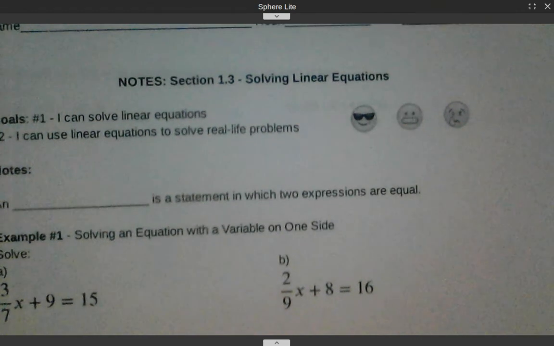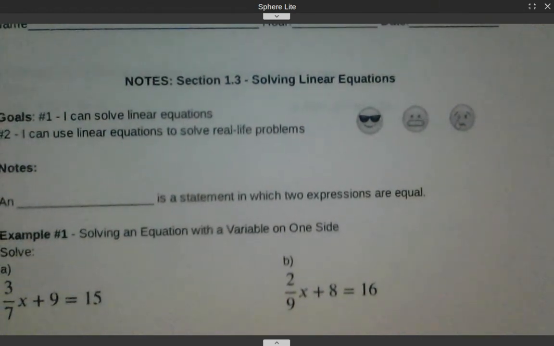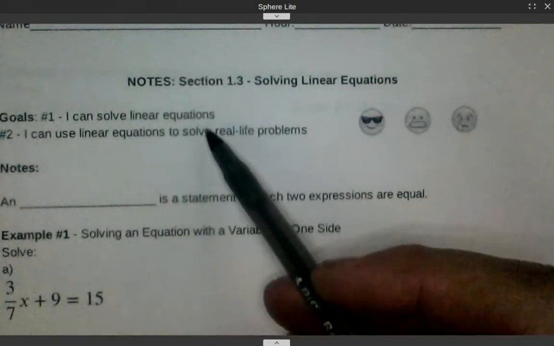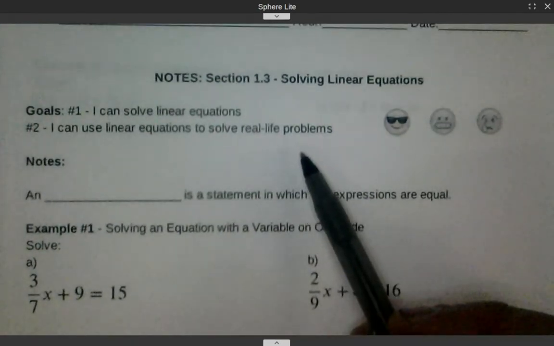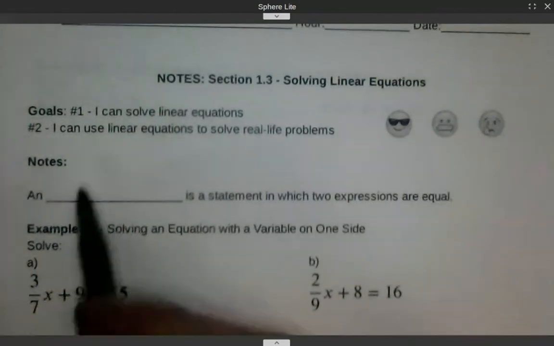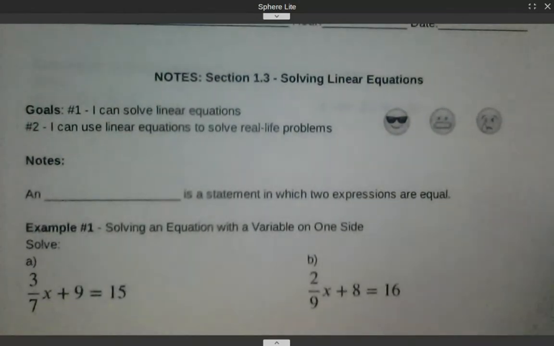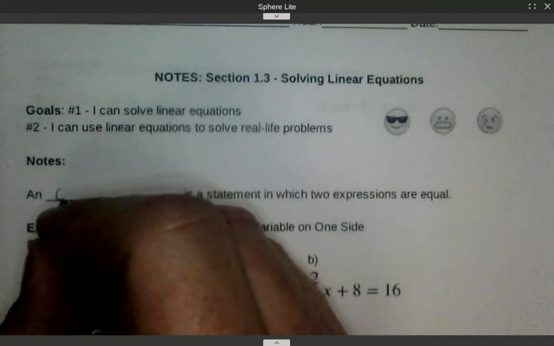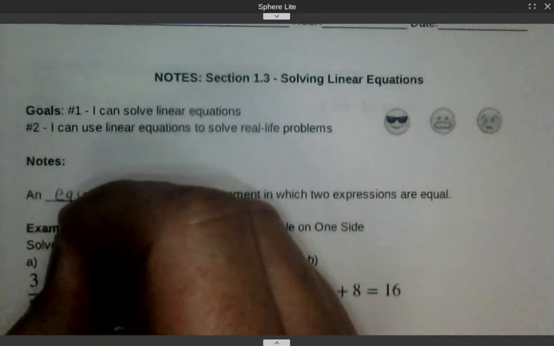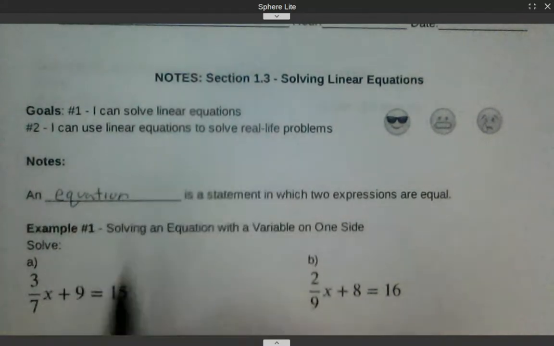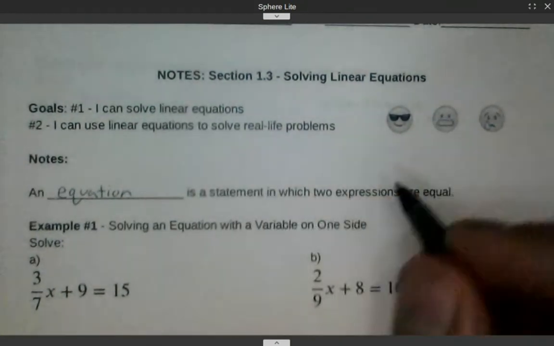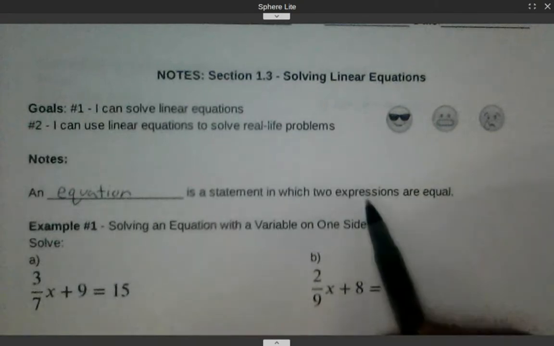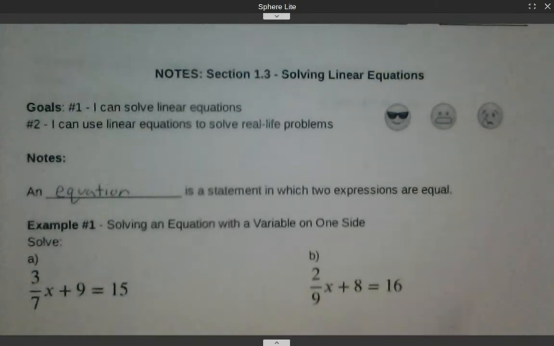Right, today is section 1.3, solving linear equations. Our goals for today are: I can solve linear equations, and I can use linear equations to solve real life problems. The notes are pretty basic. First, an equation is a statement in which two expressions are equal. Remember, equations have equal signs, expressions do not.